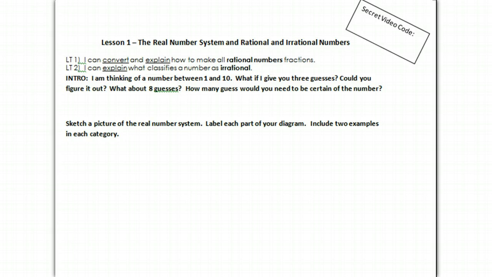So I'm thinking of this number. If I give you 8 guesses between 1 and 10, you think you can figure it out? I want you to write down how many guesses you would need in order to be certain of what that number is. So just write that down for me. And we'll talk about that. I don't want you to change your answer after we figure this out, but I just want your initial reactions.